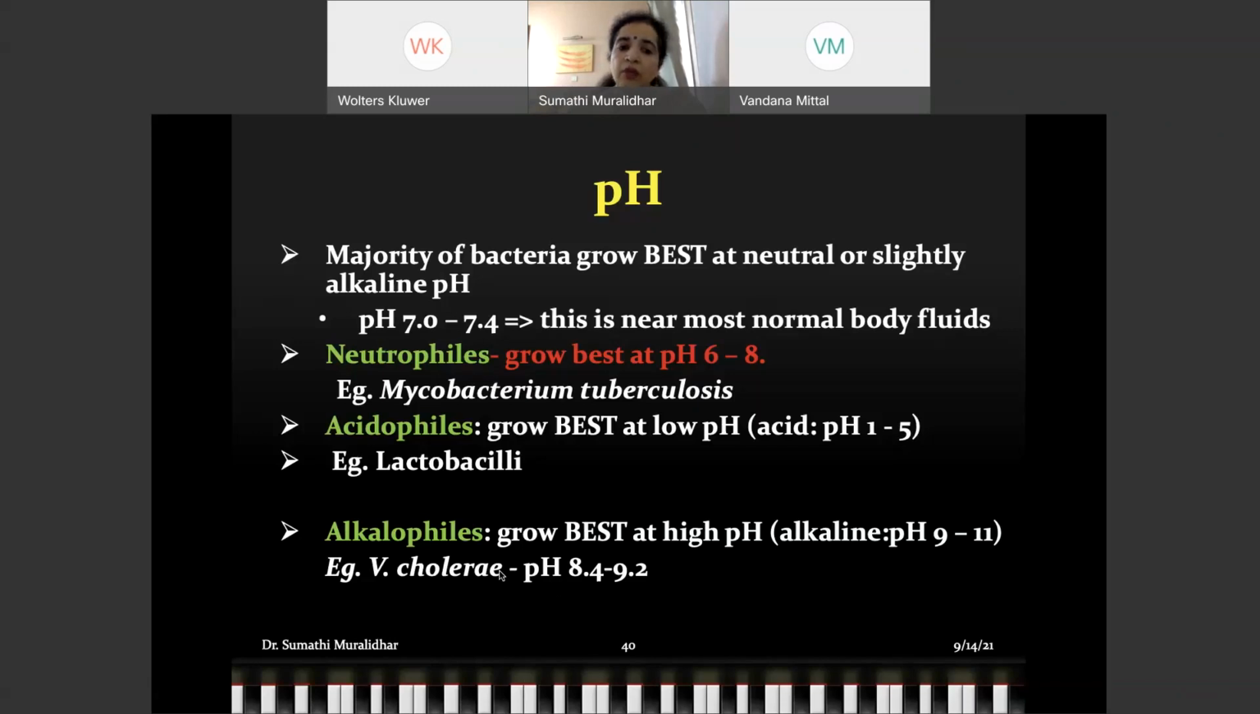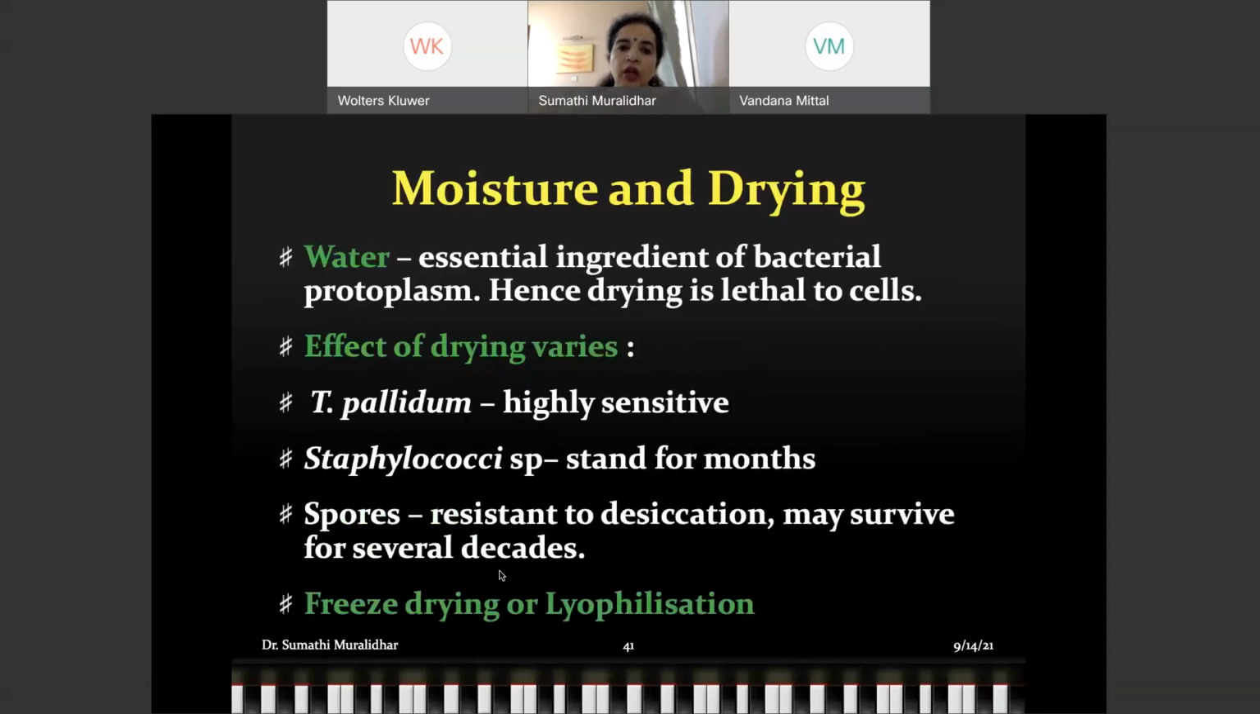An example for this is Mycobacterium tuberculosis, which requires 6 to 8 pH. Then there are some bacteria which grow in acidic pH, like the lactobacillus. And there are bacteria which grow at alkaline pH, that is about 8.4 to 9.2. The best example of this is Vibrio cholerae, which is the bacteria which causes cholera. It requires high pH. So why should you know this? Because when we grow it in the laboratory, we have to know what pH we have to have in the culture media.